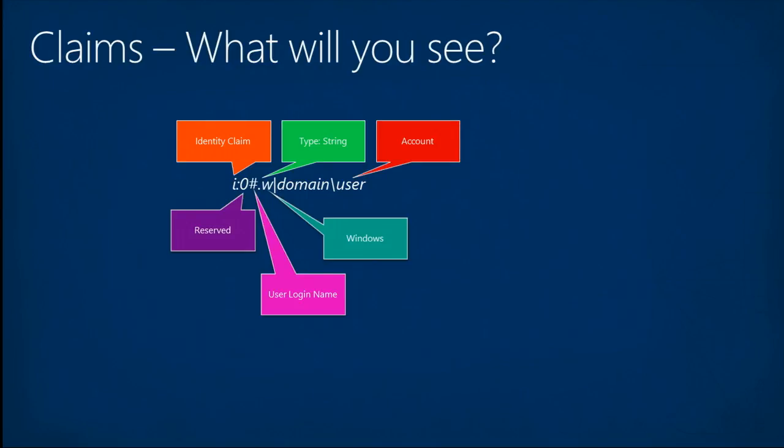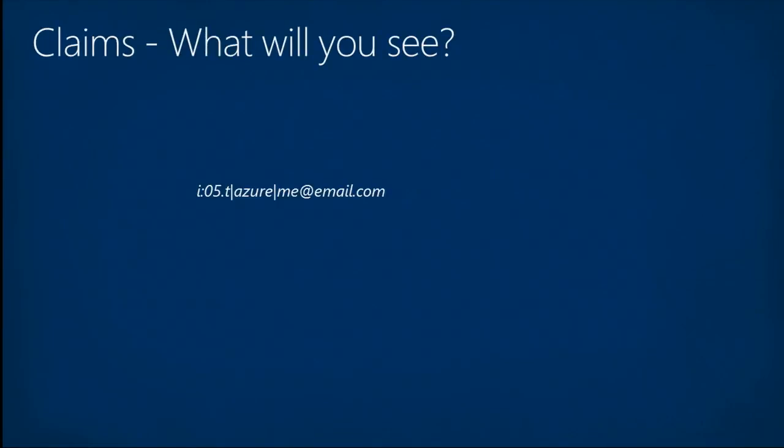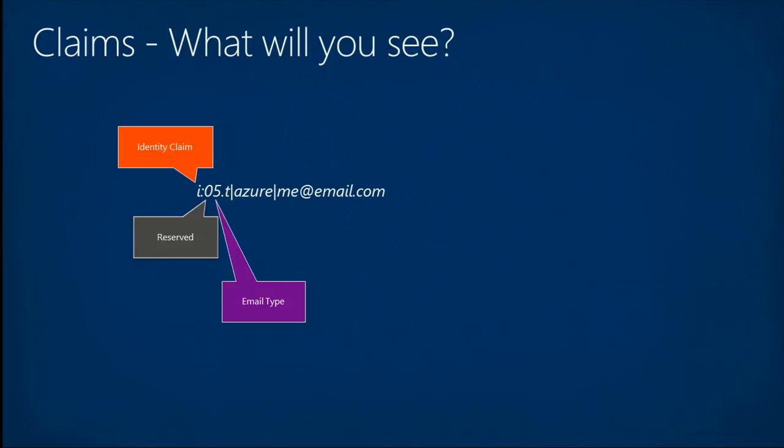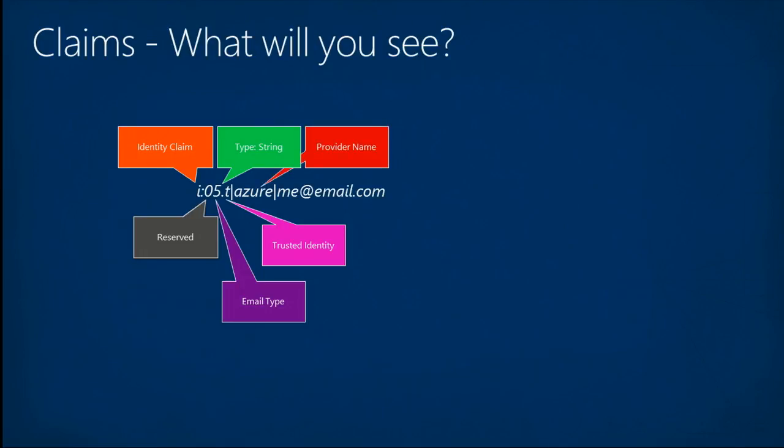And then, of course, last but not least, my favorite is if I was using Windows Azure on a custom identity provider. This one's a little bit different. So we have the I again. Notice we have a different one. We have 05 this time. 5 is for an email type, because I'm using Windows Azure. There's actually a list of all these. The type of string, trusted identity, so we're using T, so you've got F and W and T, so T for trusted identity. Then, of course, in this case, we have the provider name, which is Windows Azure, or it could be my identity provider, or Facebook, or whatever you want it to be.